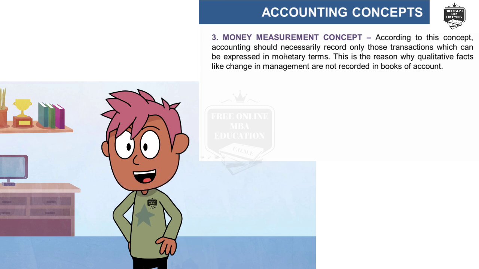According to this concept, accounting should necessarily record only those transactions which can be expressed in monetary terms. So only the quantitative transactions are recorded in accounting, and qualitative facts are not recorded, like any change in management are not recorded in books of account. There are many other qualitative factors which may influence the business, but that is not recorded in accounting. Accounting is only concerned with monetary transactions, and only those transactions are recorded.